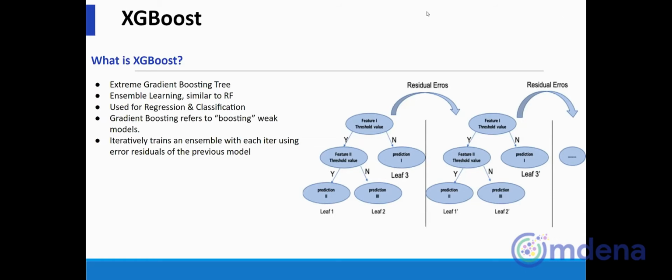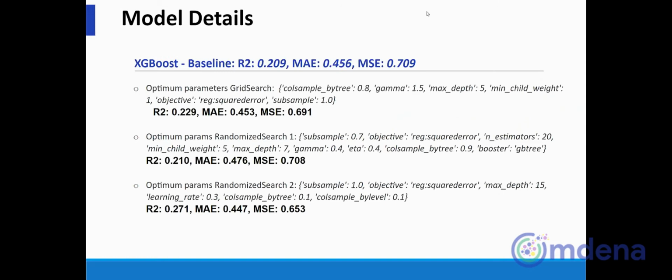So the next slide is the model details. These are the results I got from my XGBoost experiments. For the baseline model, we used the MAE metric, and that was 0.456. The first instance here used the optimum parameters from the grid search. That actually made it a little bit worse. No, it actually improved it. 0.453 was the MAE.